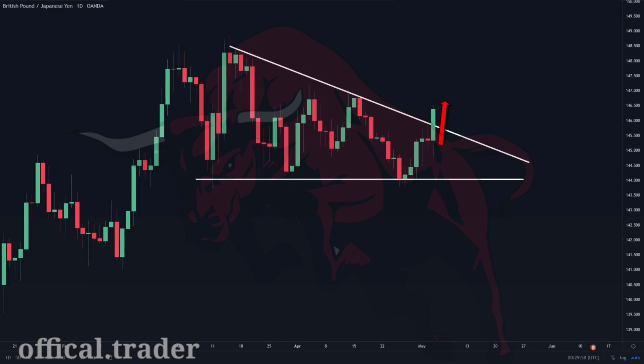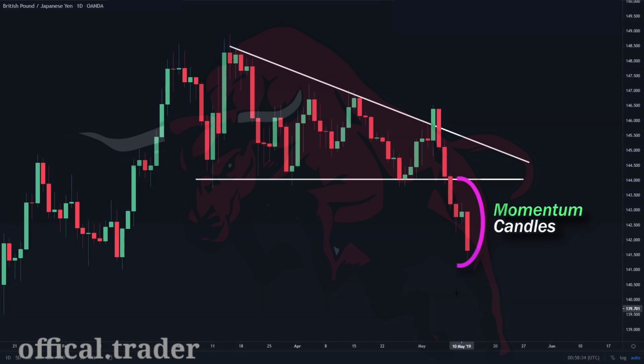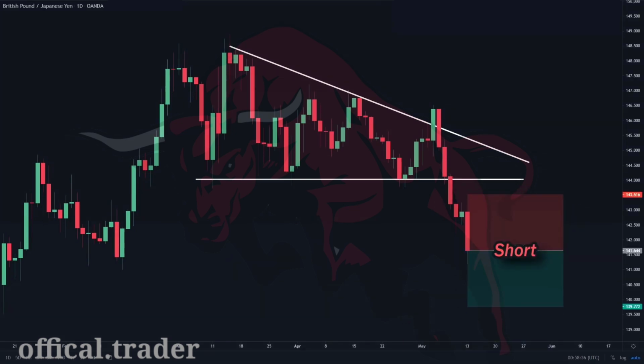However, this candle is still too small for a momentum candle, and so we ignore this signal. Then, we can see that a red candle broke below the key level, but again, it's still too small for a momentum candle, and so we ignore this signal once again. Next, you can see multiple red candles that formed after that, so these multiple candles count as a momentum candle. So we take a short position.